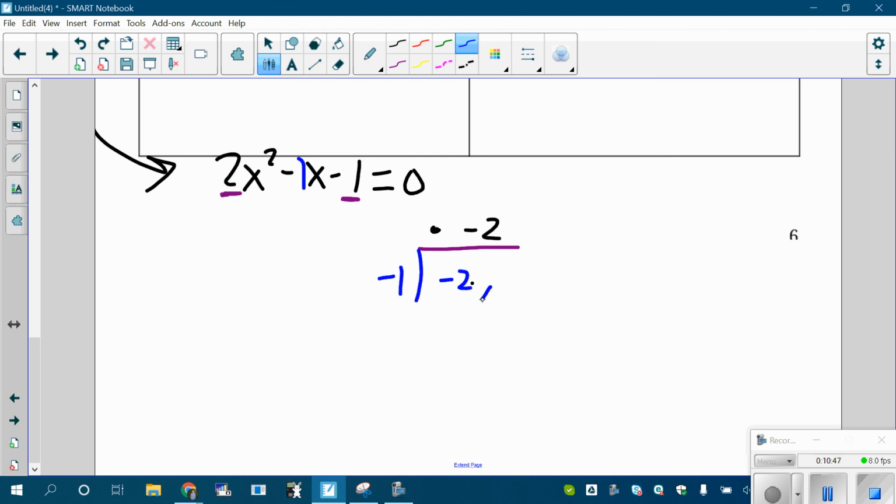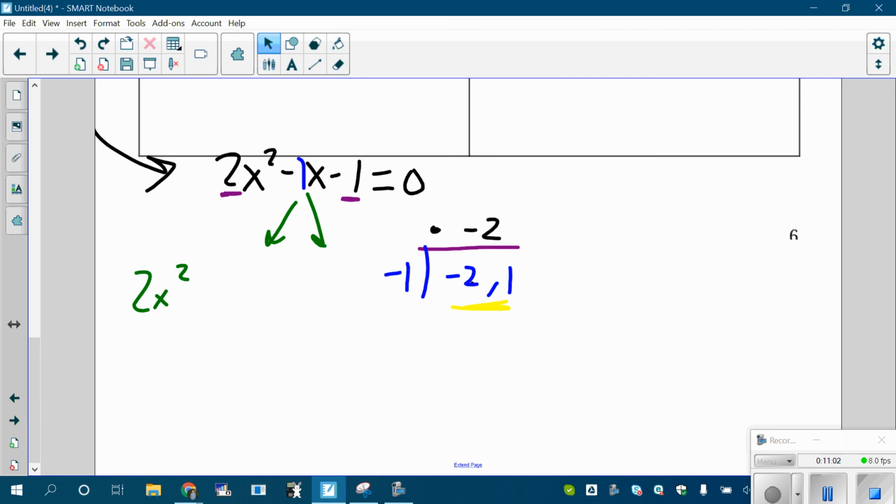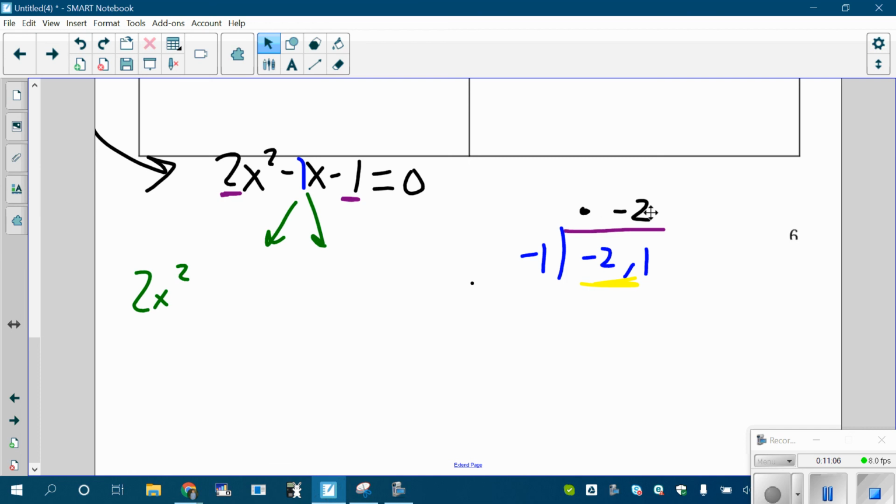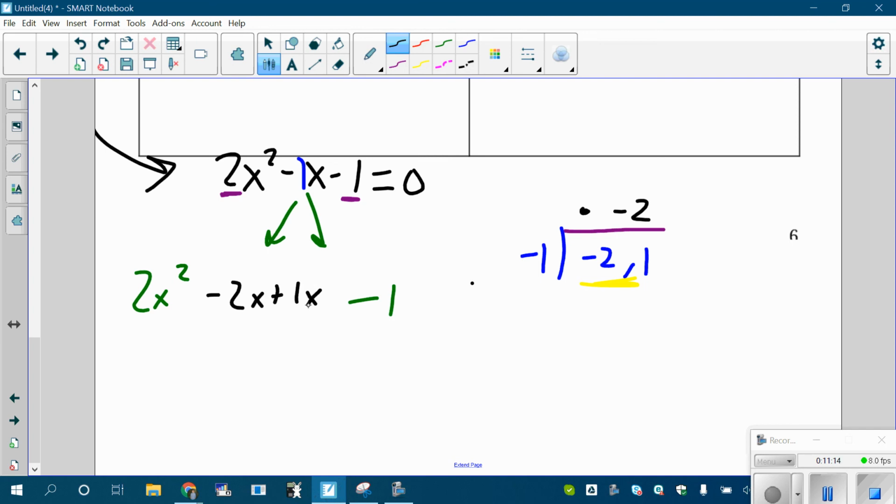Well, negative 2 and 1 multiply to negative 2 and add to negative 1. Once you figure out those two numbers, you have to split the middle. So you're still going to have the 2x squared. You're still going to have the minus 1, but you're going to split that minus 1x into a negative 2x and a plus 1x. You split it.